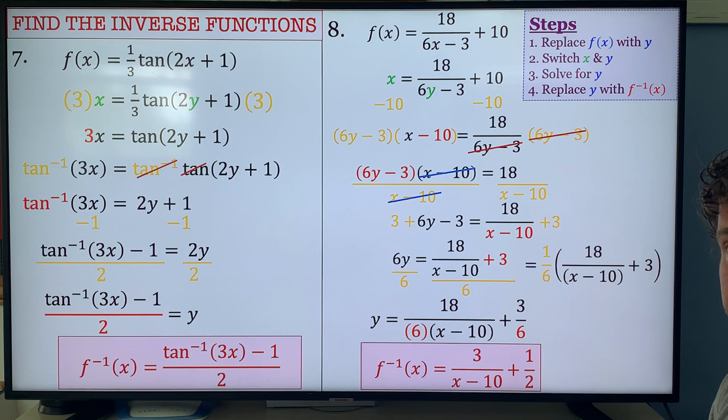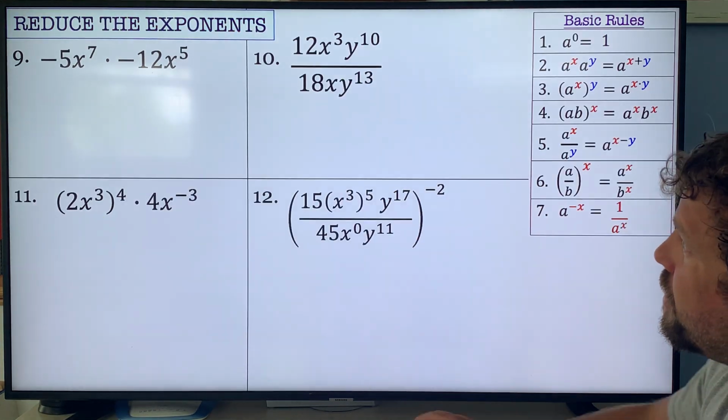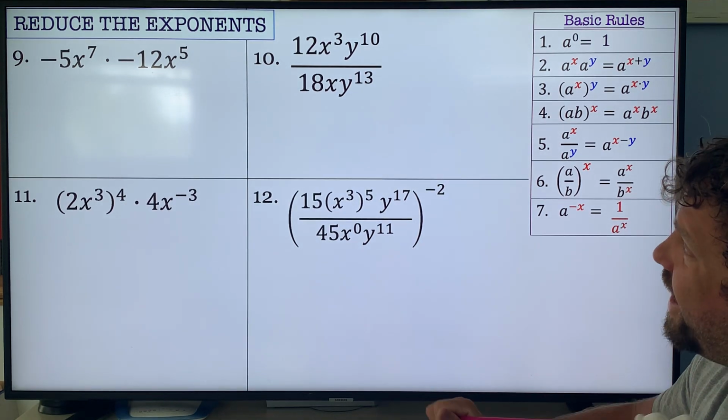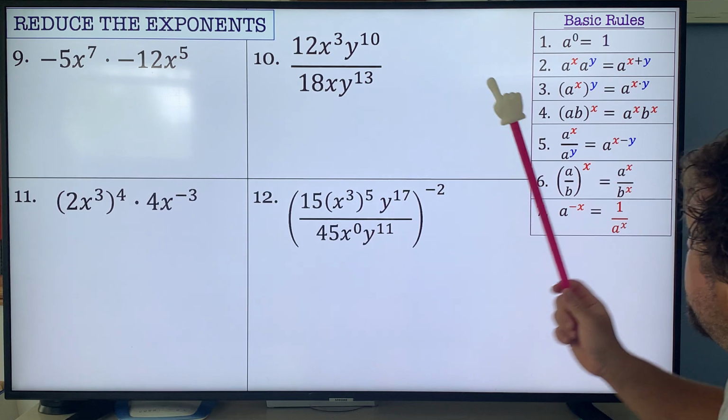Ready for the next one? You are? Awesome. See, this is easy. So let's go on to the test. Reducing exponents. Ooh-wee. All the way back to 8th grade, probably.